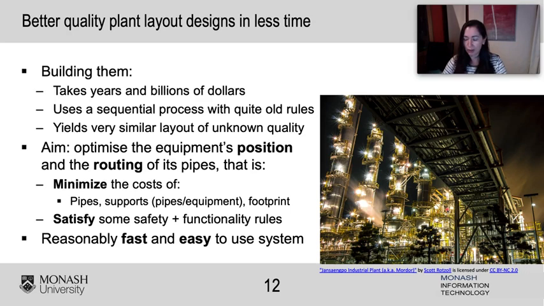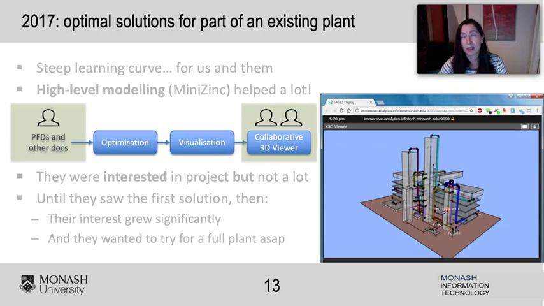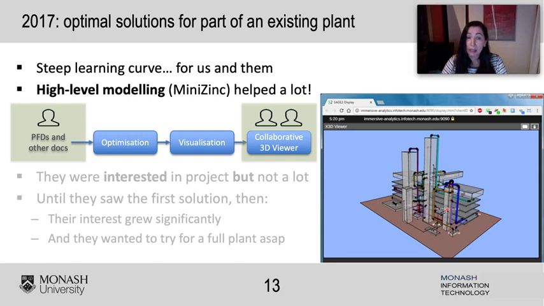Okay, so it started actually in 2016, but things actually got going in 2017. And they started with the optimal solution for a part of an existing plant. So they took out a small part and they told us, try with this. Very steep learning curve for us and for them. We had to learn each other's language, etc. High-level modeling in MiniZinc, in this particular case, helped a lot. It was incredibly helpful because it allowed us to build prototypes quite quickly that they can have a look at and give their opinion.